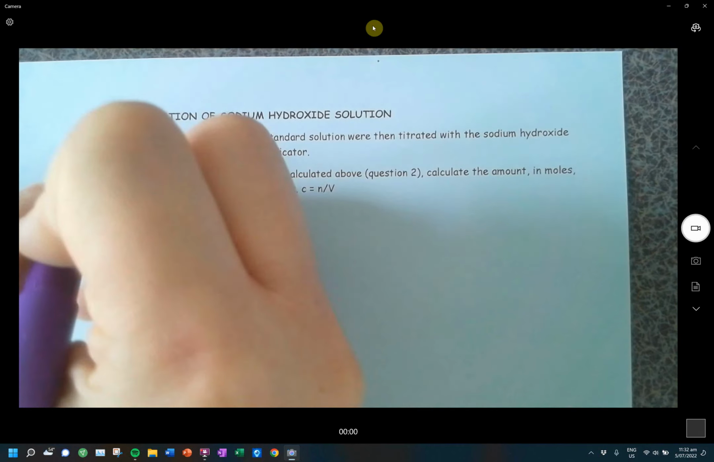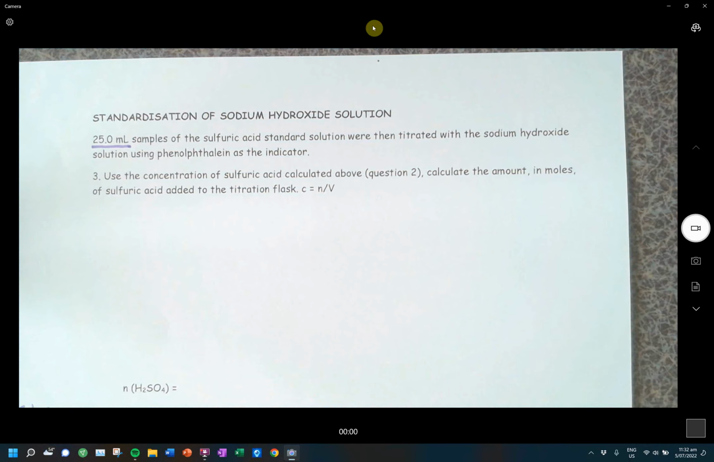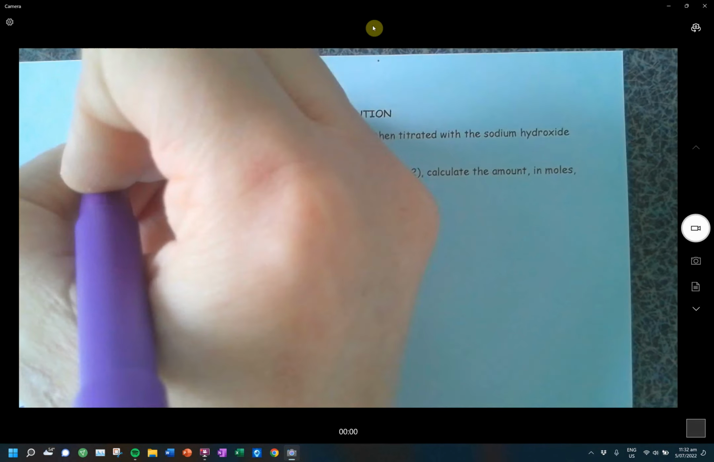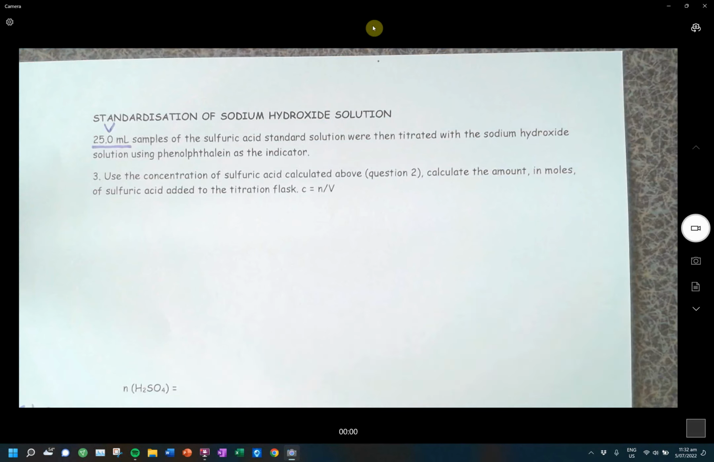So now we're starting to use a new value for my volume, and that's the 25 milliliter sample. So I made my solution, and now I'm taking an aliquot of that solution out, and I'm asking myself how many moles are in that aliquot that I take out for the titration. Are you okay with that so far?